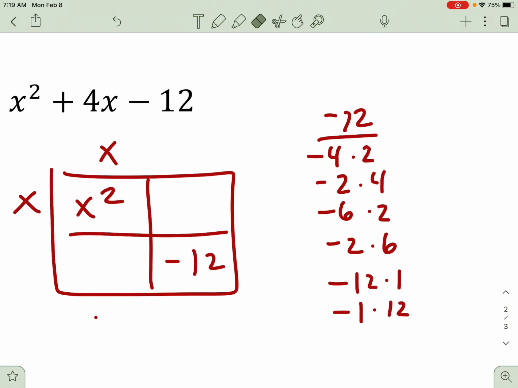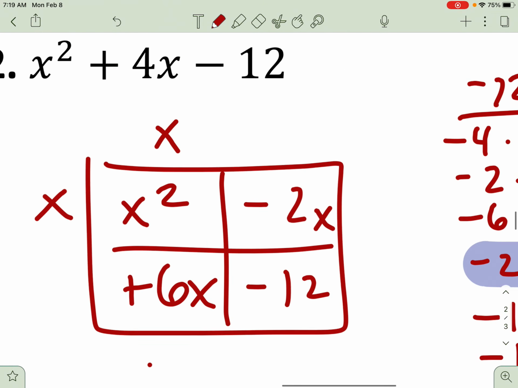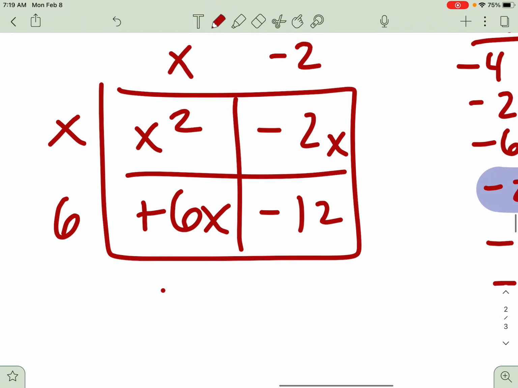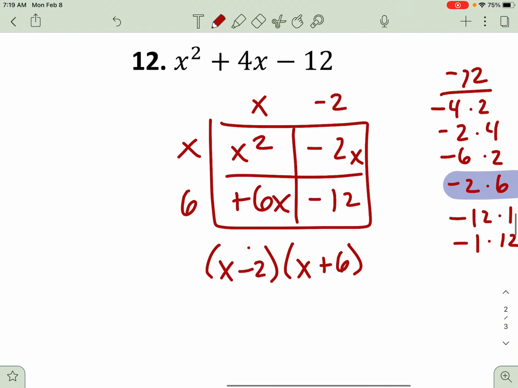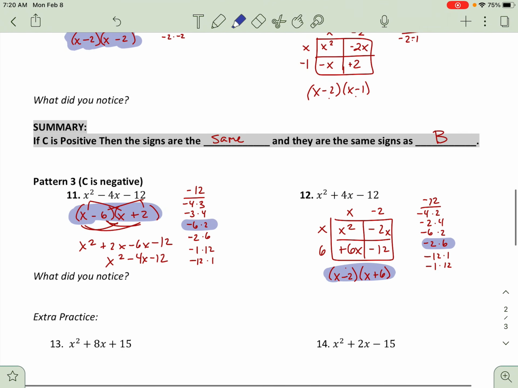Which one would add up to give you a positive 4? Negative 2 plus 6 would give me a positive 4. Okay, so that would be a negative 2, positive 6. Don't forget your x's because they're the middle term. Negative 2 and negative 12 have a negative 2 in common. 6 and 12 have a positive 6 in common. So this would be x minus 2 and x plus 6.